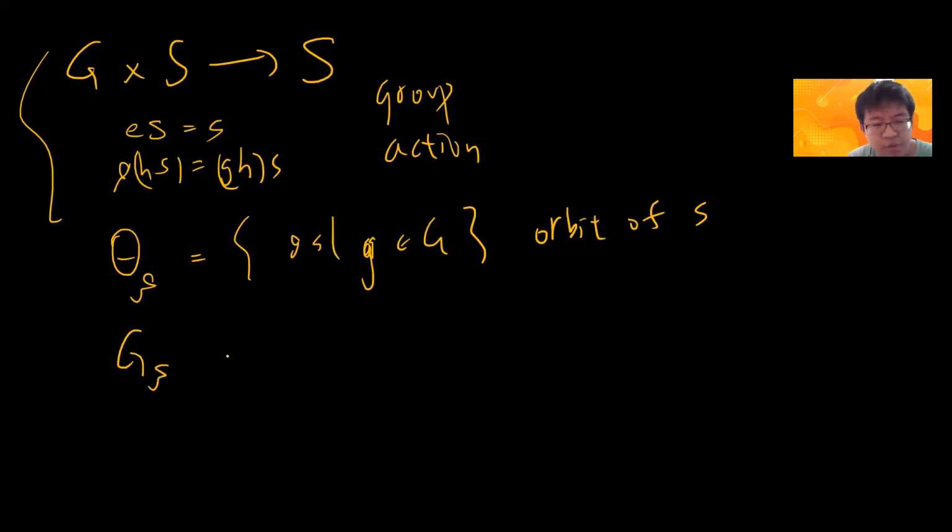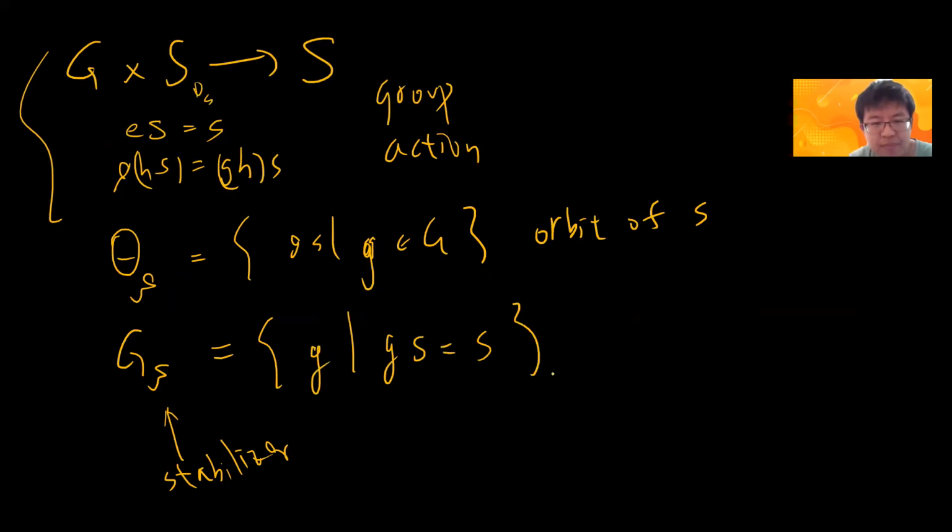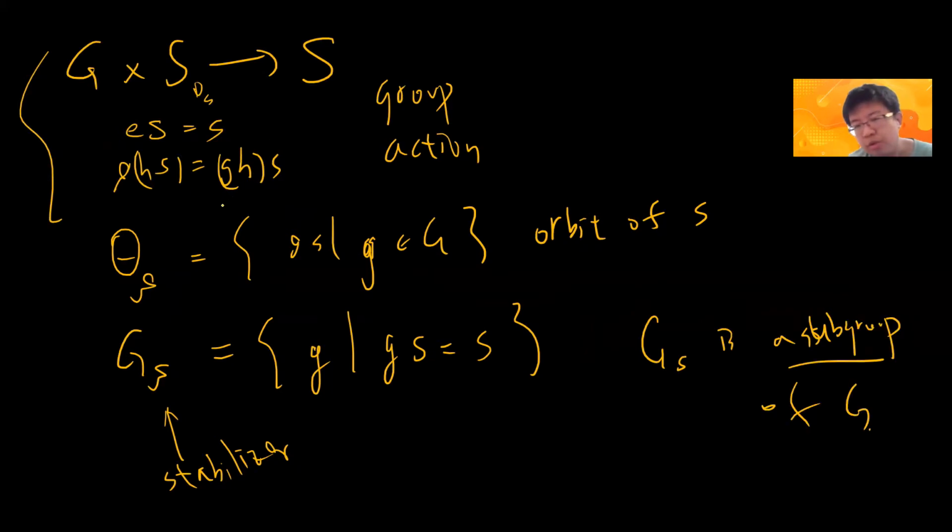And then you can define a so-called stabilizer. People call it the stabilizer. The stabilizer of the small s is the set of elements g in G such that you fix s. Okay, so notice that G_s is a group. It's a subgroup of G. Okay, so this is the definition. And also notice that we have two facts that you must remember.